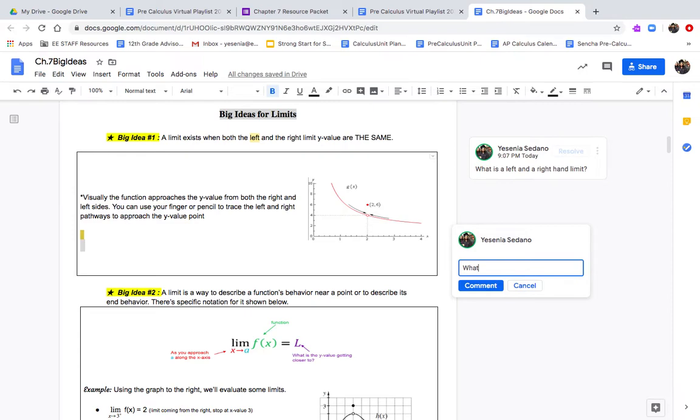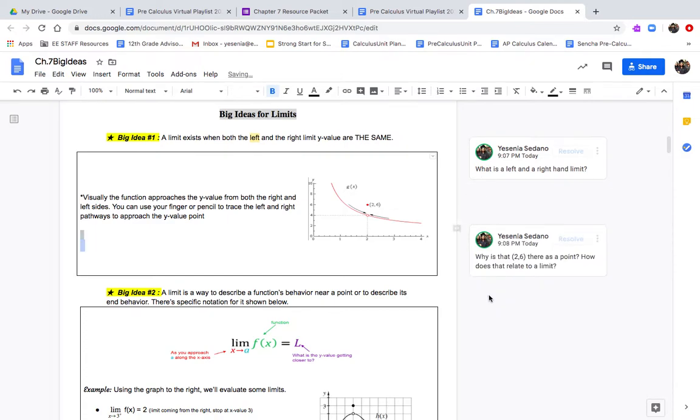Just be like, why is that 2,6 there as a point? How does that relate to a limit? So I'm just right here trying to put on the shoes of a student and reading through this packet. But what I need you to do is read through this very carefully, create 8 questions on any concept or example. And it could be about the picture or things like that. But you want to make sure you're actually asking very thoughtful questions, please.